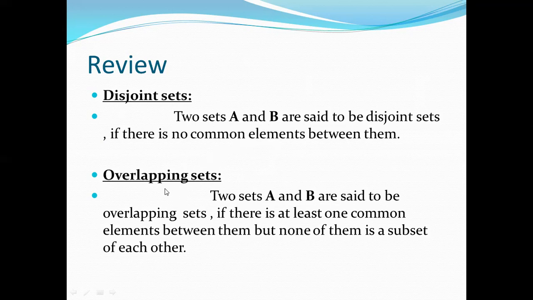The second concept which we studied in our previous lesson is overlapping sets. Two sets A and B are said to be overlapping if there is at least one common element between them, but none of them is a subset of the other. It means that if set A has elements 1, 2, 3 and set B has elements 3, 4, 5, then the element 3 is common in both. Therefore, we say that sets A and B are overlapping sets.